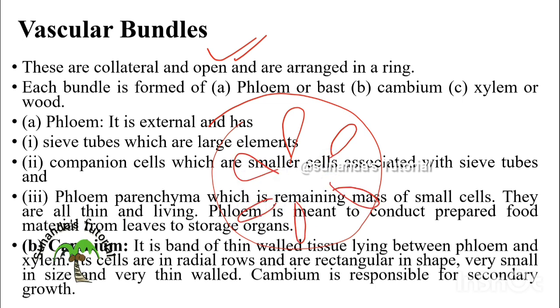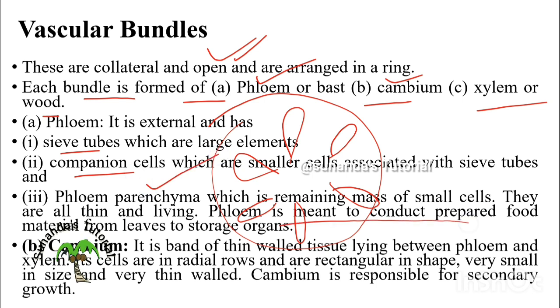In case of monocots, they are scattered throughout the stem. Each vascular bundle is formed of phloem or bast, then cambium, then xylem or wood. Phloem is external and has sieve tubes, companion cells, and phloem parenchyma, and it is meant to conduct the prepared food material from the leaf to the storage organ. Phloem is meant for transporting food materials.